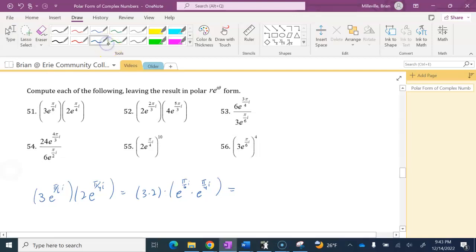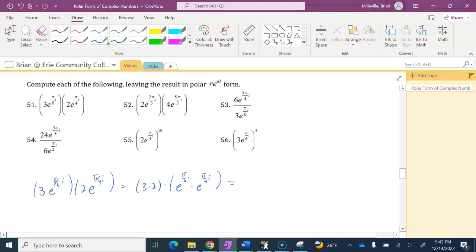All right, and I've already done some of the rearrangement. We're going to multiply the radial lengths, and then we're going to multiply the e parts. So that's going to give us 3 times 2, which is 6. Now we're going to use exponent facts. If we have the same base, which we have, e, we're then going to add the exponents together. So it's going to be pi over 6 plus pi over 4 i.